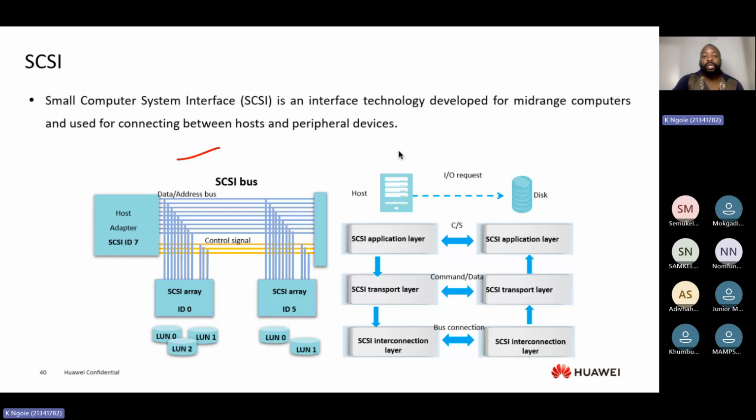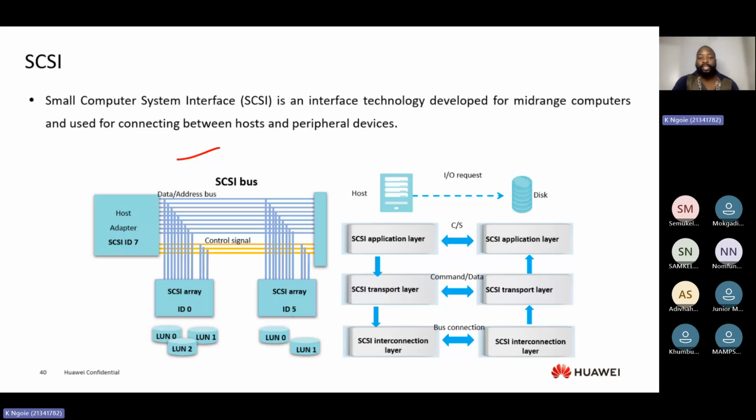The SCSI here has really high speed in terms of how the data is transferred, and you can use it to connect to multiple devices in one bus. Sometimes you have one USB port, and from that USB port you can connect multiple devices. That's the same way that it works.